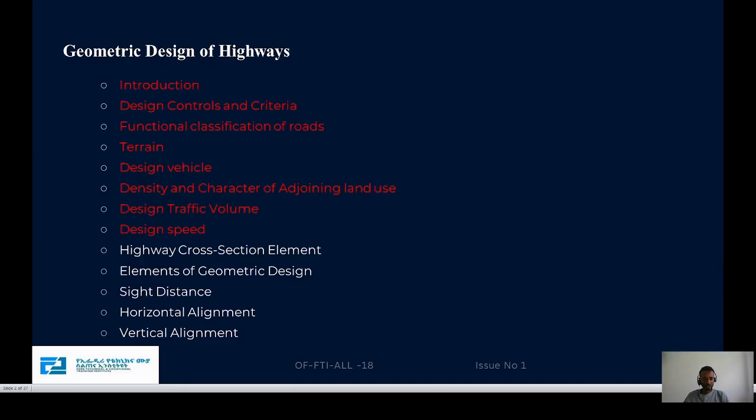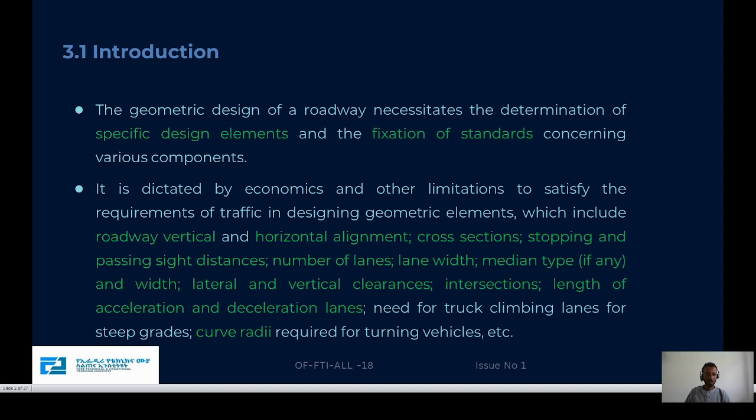Under this, the major control criteria are the functional classification, the terrain, design vehicle, density and characteristics of adjoining land uses, and also design traffic volume, design speed, highway cross-sectional elements of geometric design, sight distance, and horizontal alignment. Lastly, it will deal with the vertical alignment. So we can start from the introduction part.